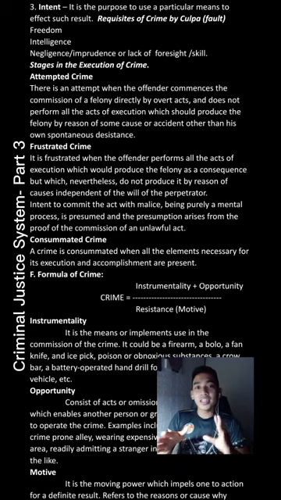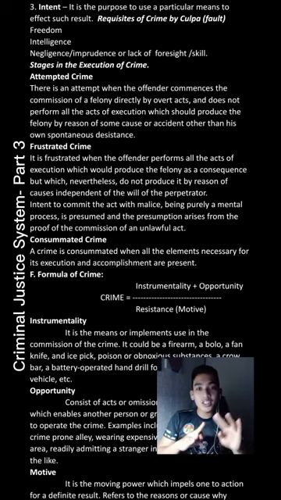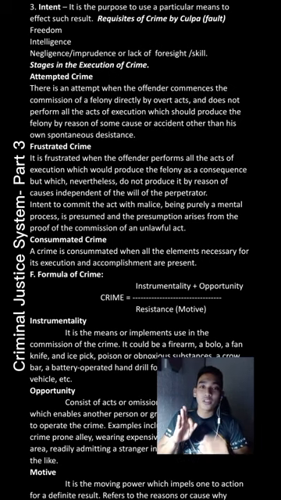But here, in the requisites of crime committed by culpa, there must be freedom, intelligence, and negligence. Negligence, or imprudence, or lack of foresight, or lack of skills. So any of these three requisites must be present in order to have crime by culpa. Otherwise, there can be no crime by culpa.